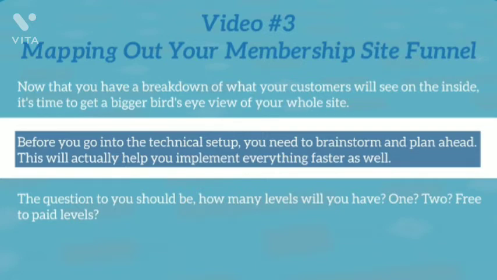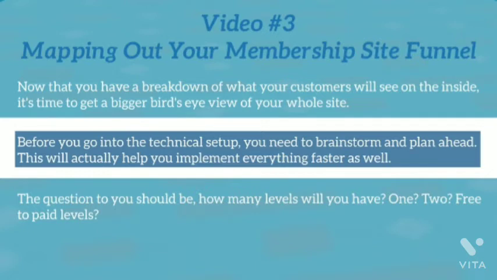Are these levels going to segment people into different scenarios? Maybe one level is access to a video course. Another level is access to a video course and software. Or maybe a higher level is essentially the video course, software, and maybe coaching. That's something that you need to figure out.